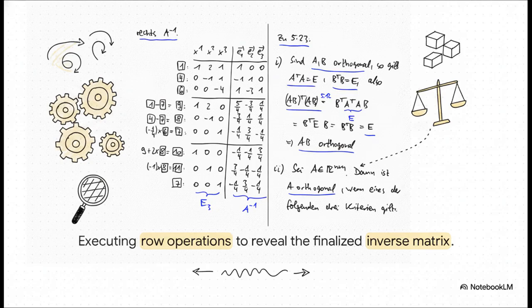Notice how applying these exact same operations changes the right side at the exact same time? Once you finally get that clean diagonal of 1s on the left, whatever fractions or wild numbers are sitting on the right side of the line, well, that's it. That's your finalized inverse matrix.